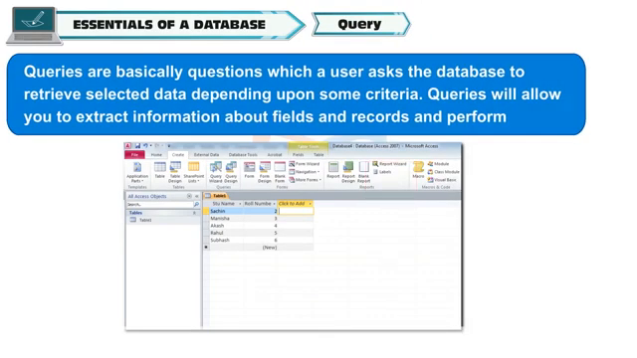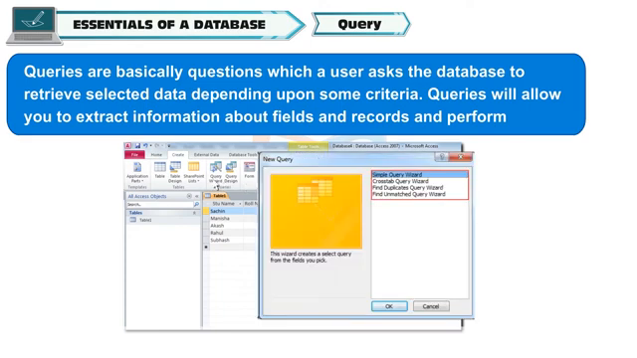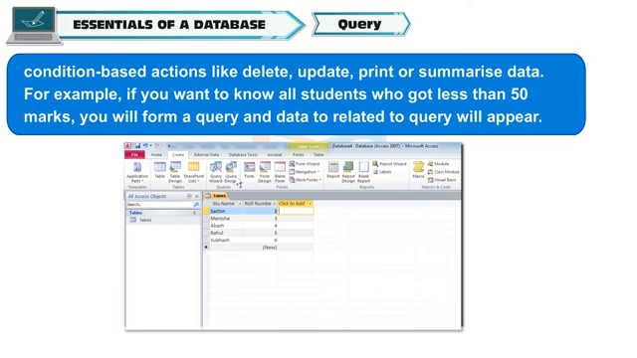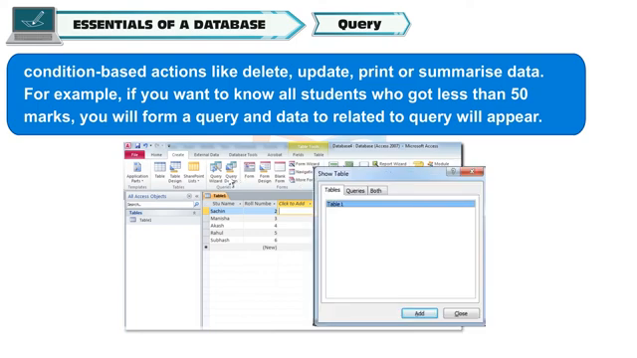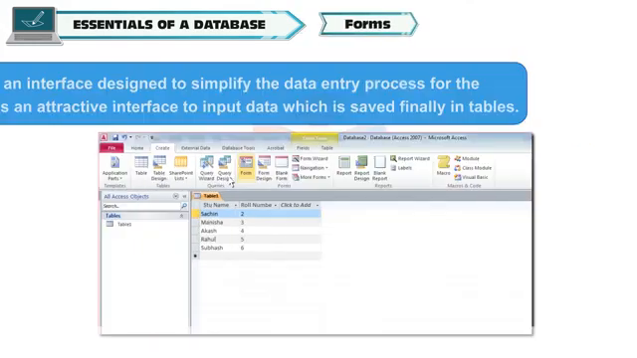Query. Queries are basically questions which a user asks the database to retrieve selected data depending upon some criteria. Queries will allow you to extract information about fields and records and perform condition-based actions like delete, update, print, or summarize data. For example, if you want to know all students who got less than 50 marks, you will form a query and data related to query will appear.